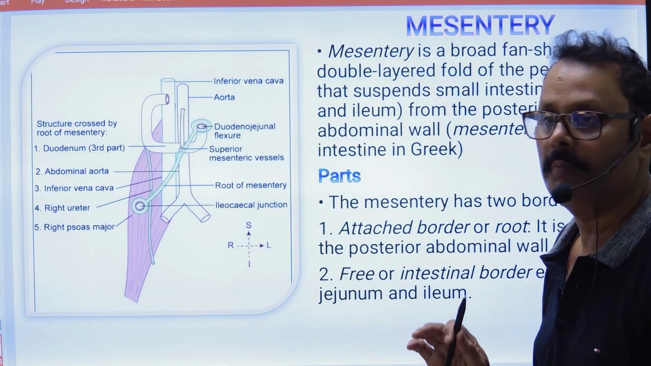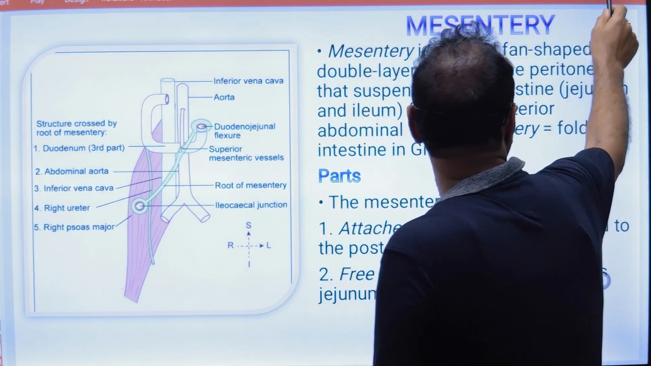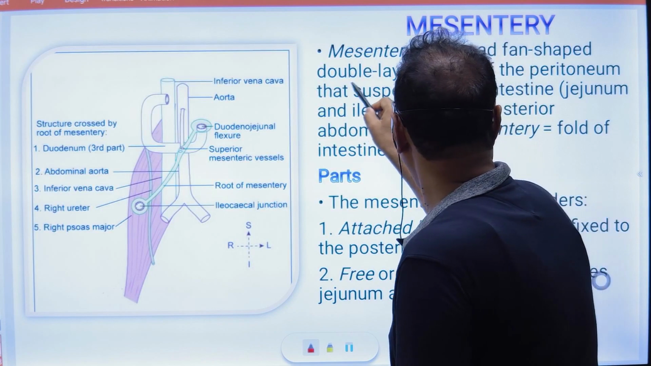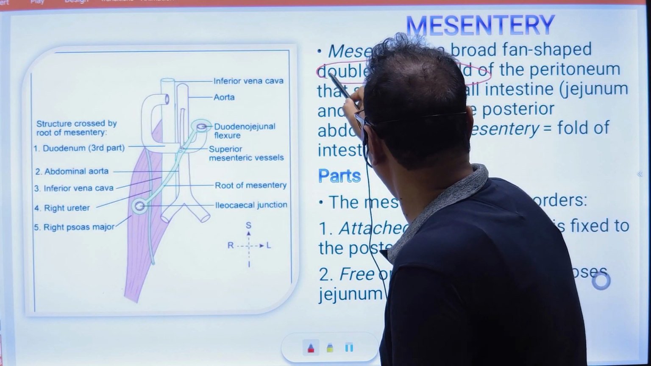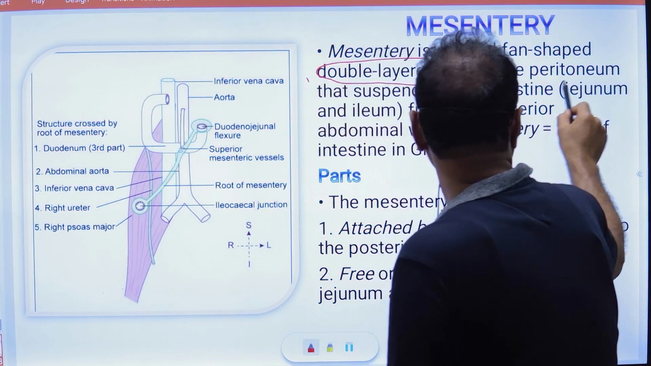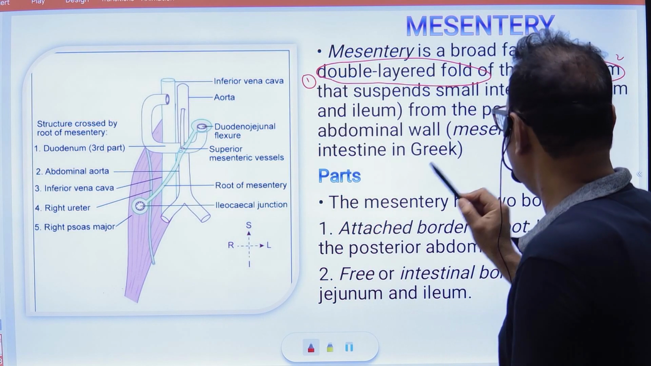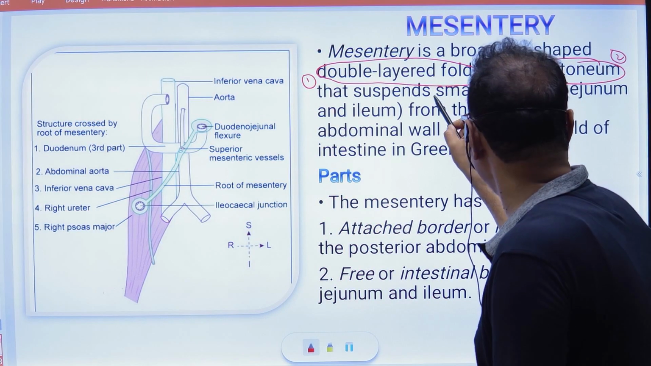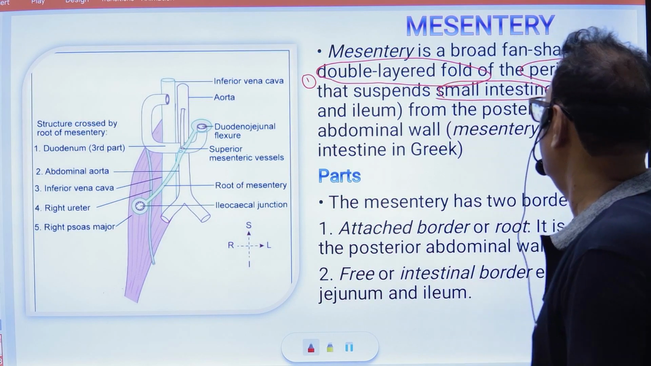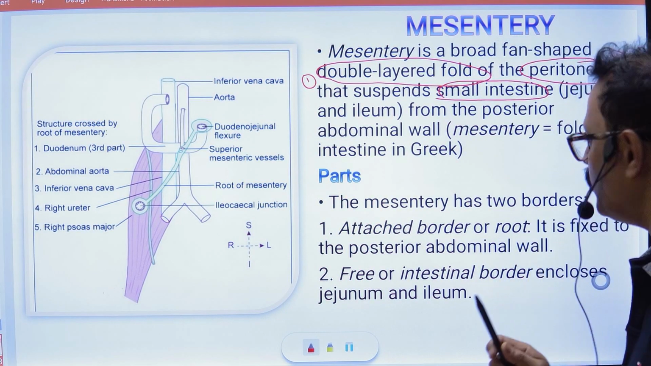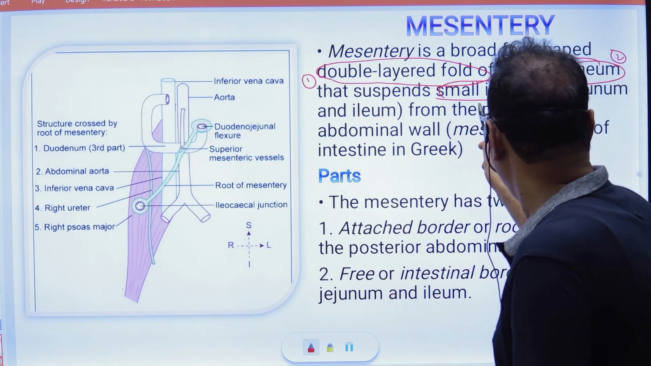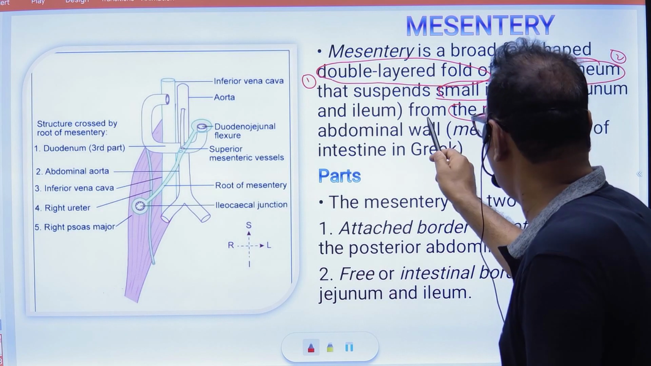So today we'll talk about mesentery. So what is mesentery? It is a double layer fold, number 1 point. Number 2nd point, it is a fold of the peritoneum. And number 3rd point, it suspends only the small intestine from the posterior abdominal wall.